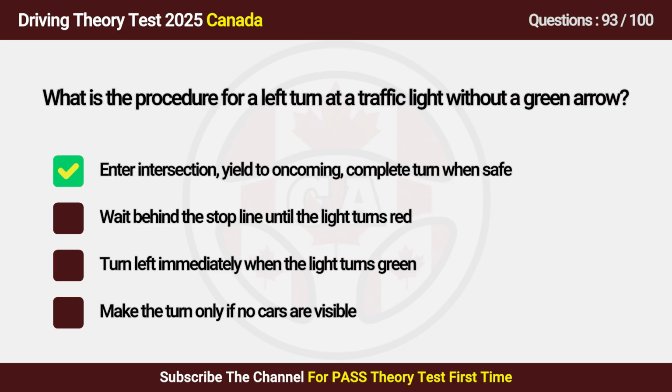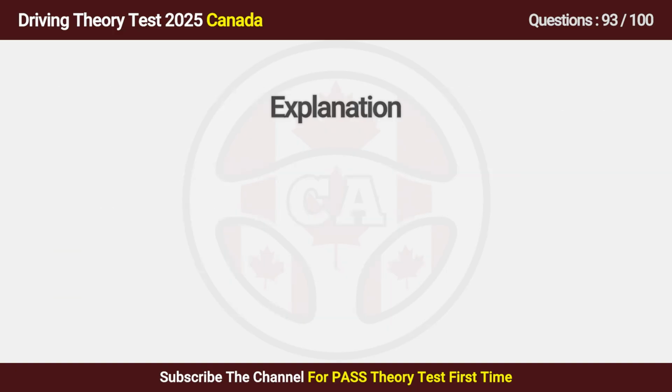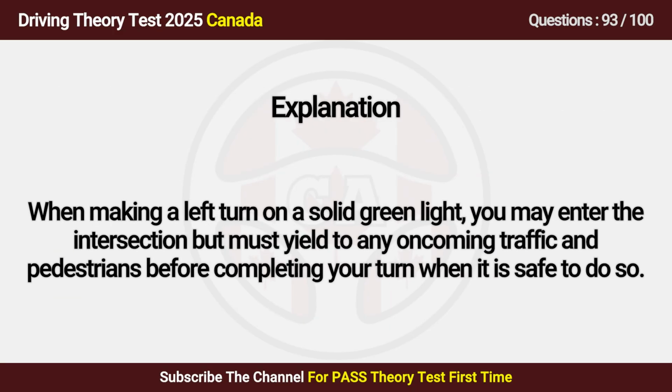Answer is A. Enter intersection, yield to oncoming, complete turn when safe. When making a left turn on a solid green light, you may enter the intersection but must yield to any oncoming traffic and pedestrians before completing your turn when it is safe to do so.